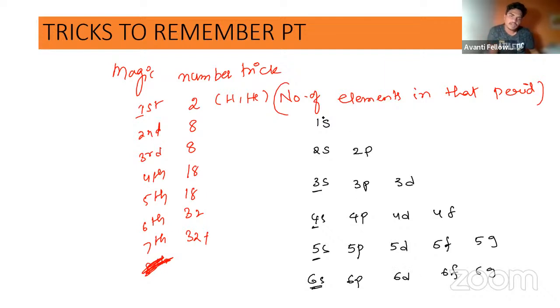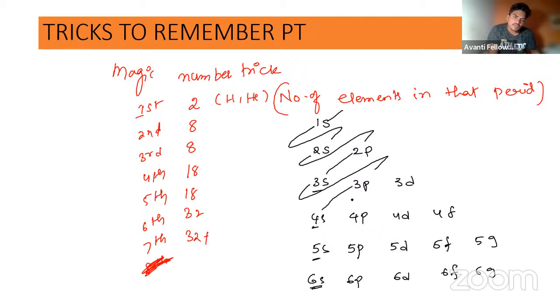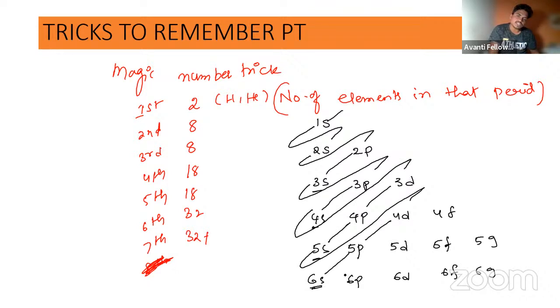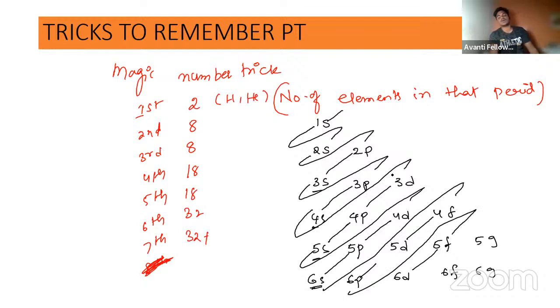Now again, how do you need to go? First, you need to take 1s, then 2s, 2p, 3s, 3p, 4s, 3d, 4p, 5s, 4d, 5p, 6s, 4f, 5d, 6p, 5f. I hope you understand how I am going. So this is the molar diagram, which helps to find the electronic configuration of any particular element.